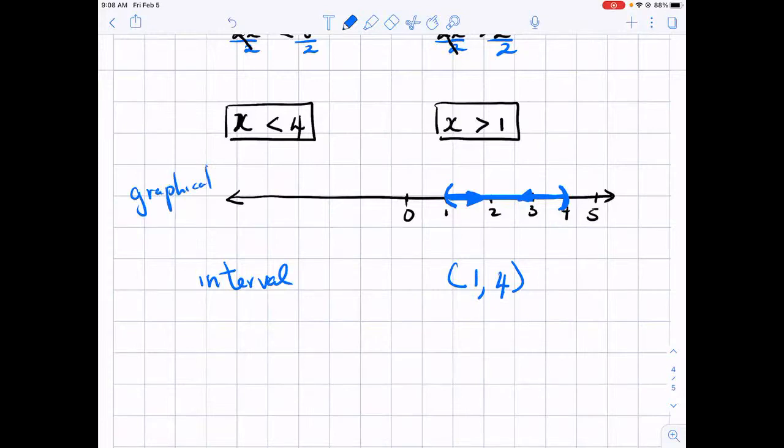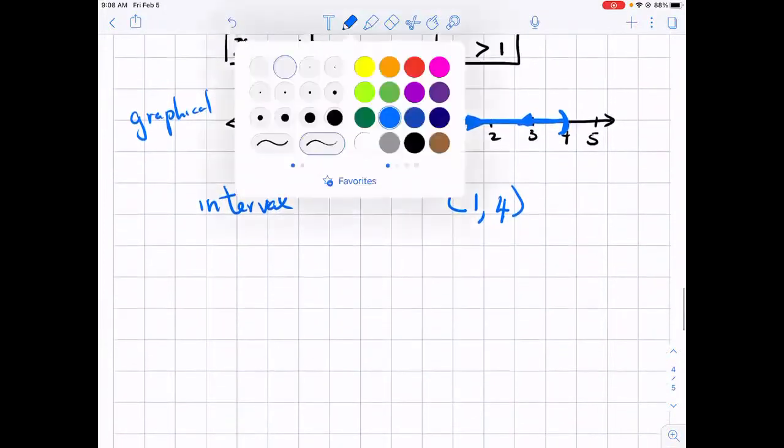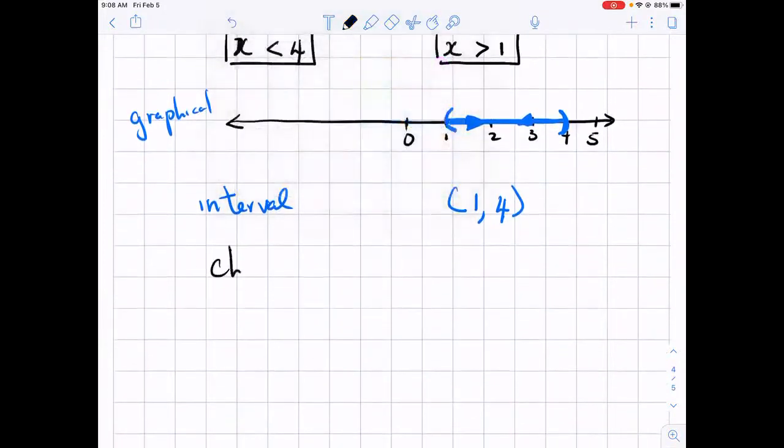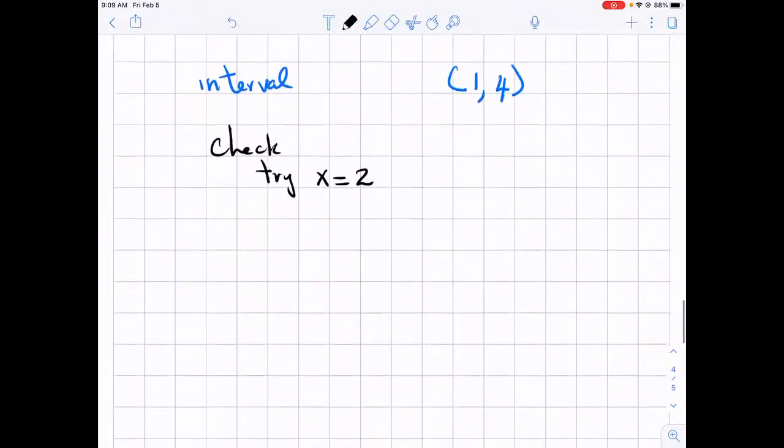And if you test it, pick any number between 1 and 4 and check. So if you check, let's try x equals 2. So if we try x equal 2, remember the equation you had is the absolute value of 2x minus 5 is less than 3.